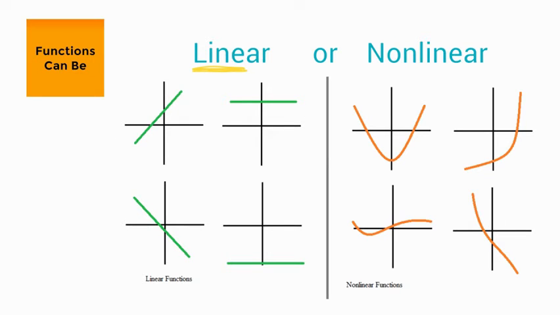Now let's move over to our nonlinear. So nonlinear means they do not create a straight line. And you can see all of these examples here on the right. They are functions because they have an input-output table where one input gives only one output. But when we graph them, we can see that they're not just straight lines, they are nonlinear. They make curved lines.